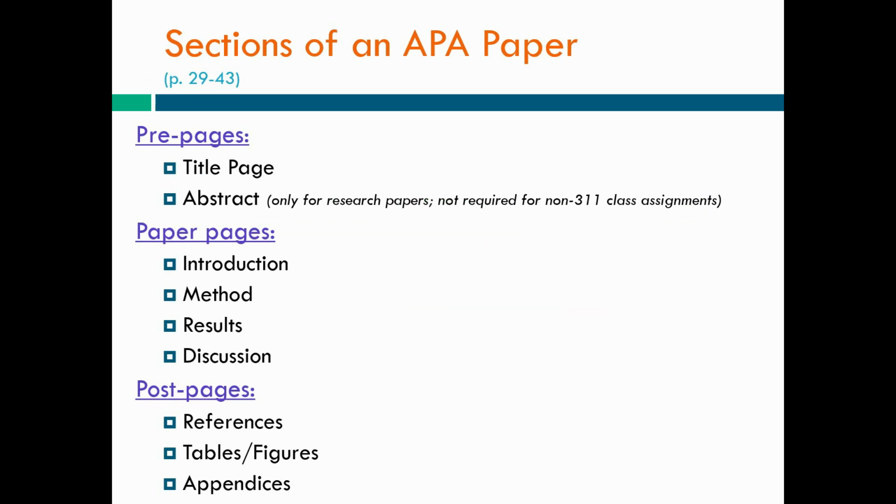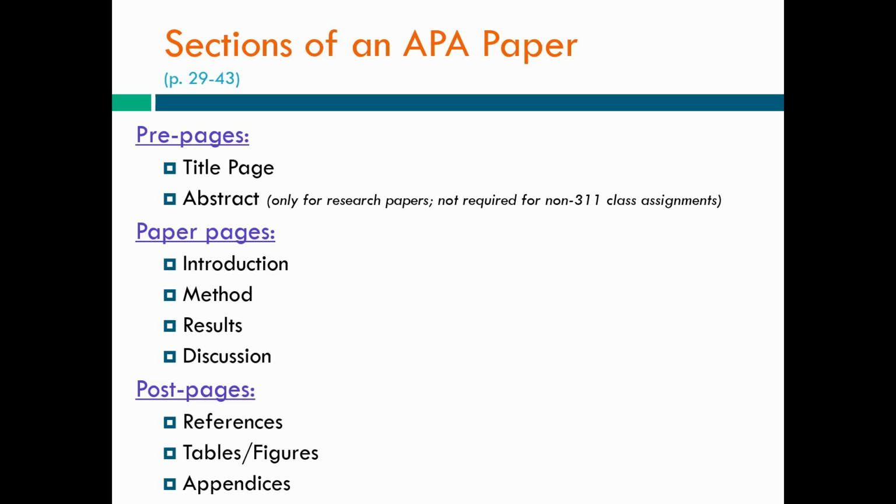So let's go ahead and skip to here. Sections of an APA paper. This is really the meat of this lecture today. We have three broad sections that we can think about. We have what are called pre-pages. These contain both the title page and the abstract. The title page will be the first page of the paper, followed by the abstract after that.